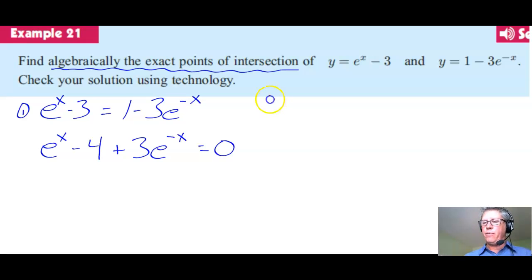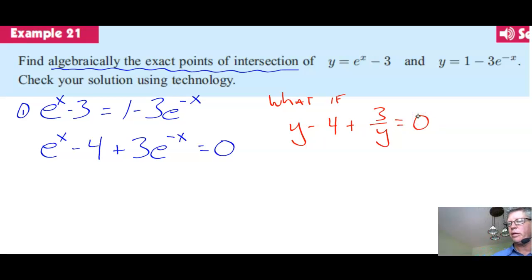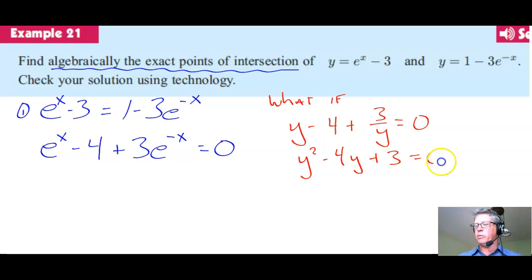What if I had, let's say, y minus 4 plus 3 over y equal to 0? I would hope that you notice the y's on the bottom. Maybe I don't want it there, so maybe I can multiply everything by y and it would clear that out. So I get y squared minus 4y plus 3 equal to 0. And maybe that's a quadratic that we can solve.